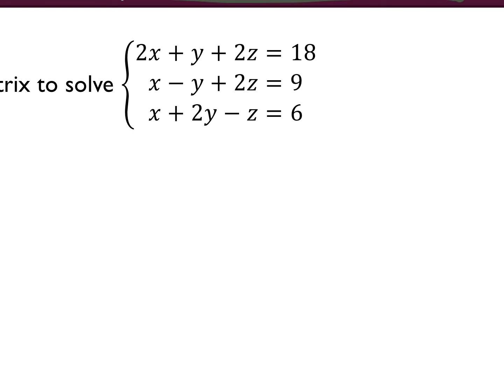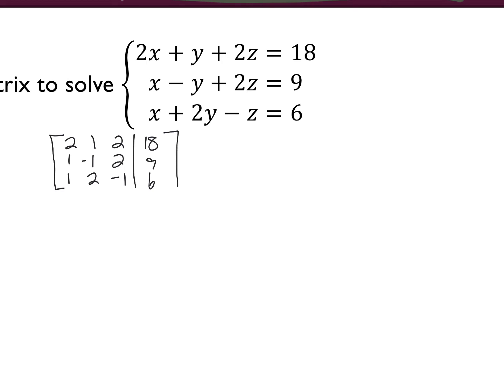So we will start off by writing our augmented matrix. You can copy down the X column, the Y column, and the Z column. We'll put a line and then we'll put what the system equals. Now remember, we want the top left to always be a 1.